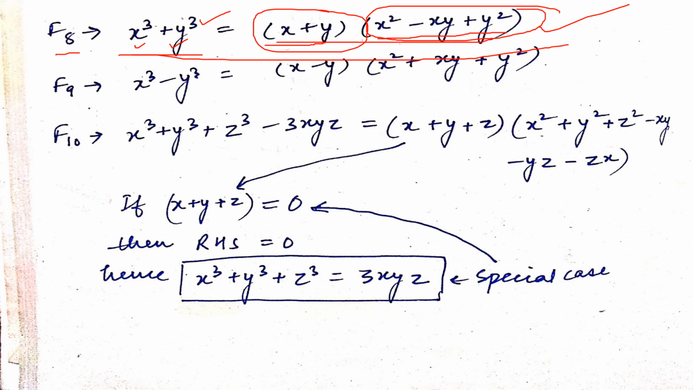You will multiply x into the complete term, that is this and the last one. Similarly, plus sign will come, then y into this thing and this thing. When you solve it, what will happen? All terms will cancel and the remaining will be x cube plus y cube, which is your left hand side. So you have verified the formula. Similarly, formula number 9 is x cube minus y cube, and this is the formula.